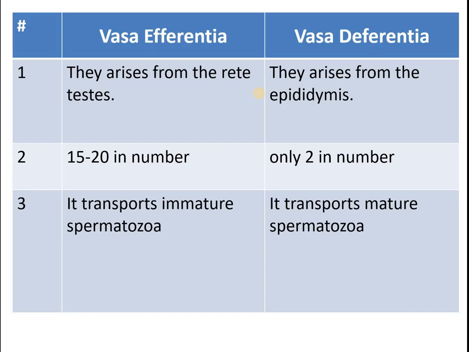Now this is a major difference between Vasa Efferentia and Vasa Deferentia. The Vasa Efferentia arise from the rete testis. Vasa Deferentia arise from the epididymis. Vasa Efferentia are 15 to 20 in number, and here Vasa Deferentia are only 2 in number. Vasa Efferentia transport immature spermatozoa, and Vasa Deferentia transport mature spermatozoa.